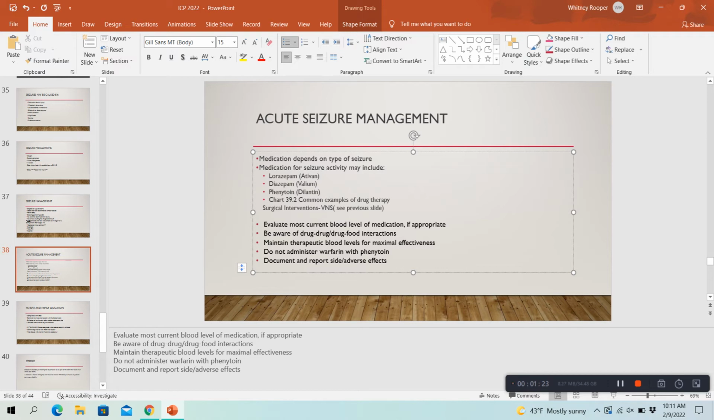Our surgical intervention is the VNS. Okay. I don't see many of these done. They're usually handled by medications. But just know your VNS. Okay. So nurse, when they have a seizure, you want to evaluate the blood levels of medication. Now, this is once they've already been placed on treatment, okay?